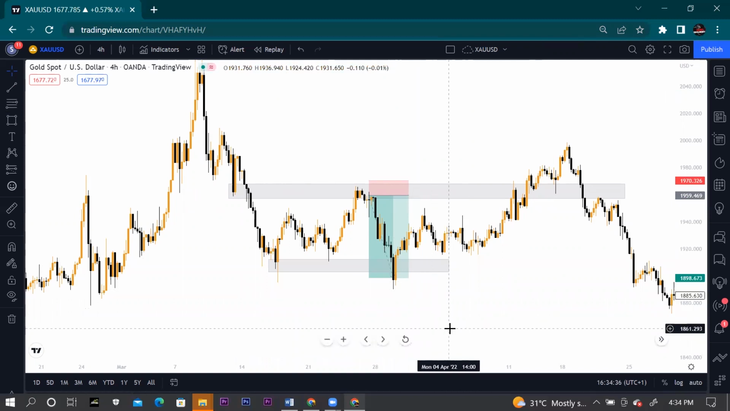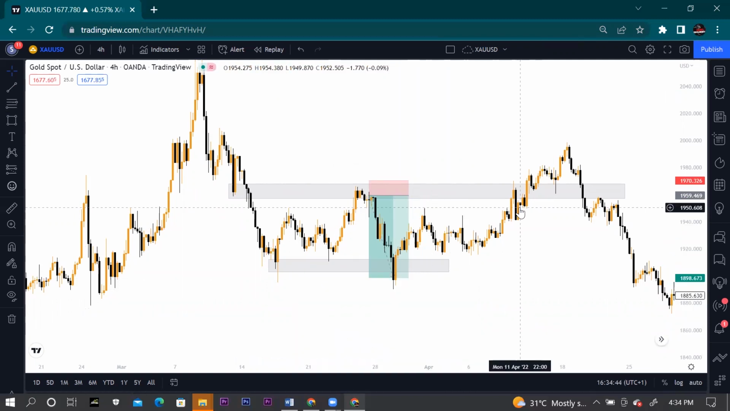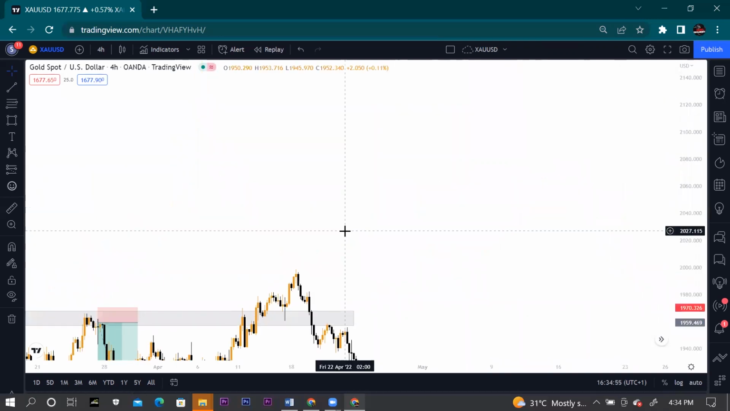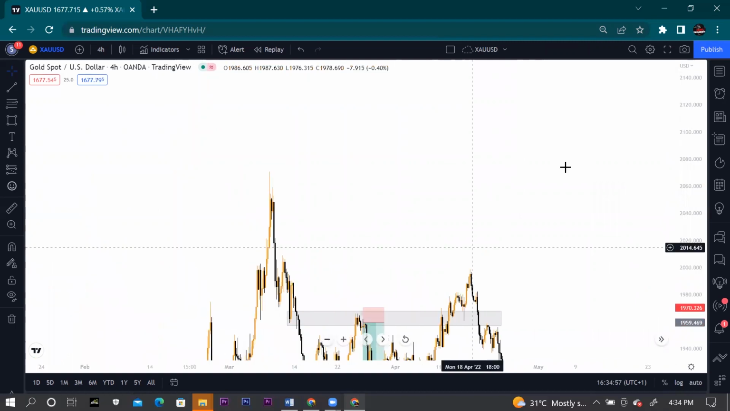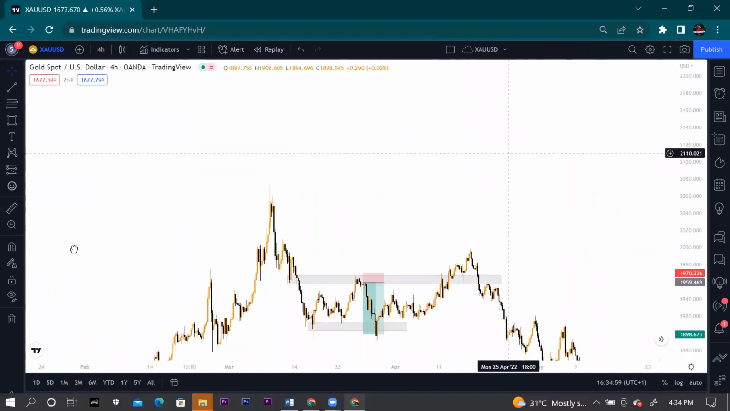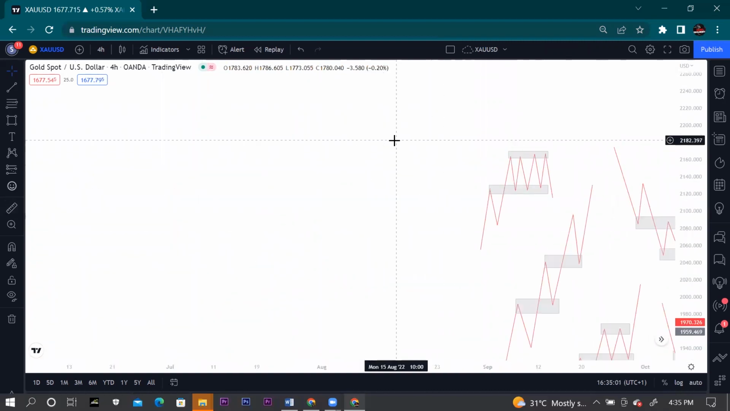So what did I say? If the market fails to break that level and goes back up to retest, then the second touch is most likely going to move way down. Let me show you what I mean. I'm trying to make this practical.